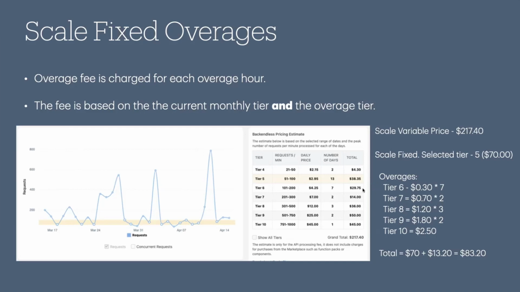So what this ends up being is that for exactly the same usage on the fixed plan, it will end up being $83.20, which is $70 per month, and then $13.20 for overages. And as a result, it is $83.20 compared to $217.40 on the variable. So there is a rather significant difference in how the price is calculated. However, there is even more room here to play with, and you will have the tools to do that. And for this, let me switch to the next slide.